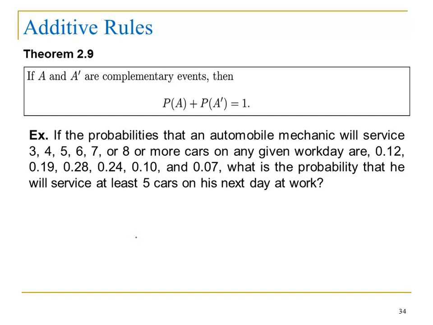So if the probabilities that a car mechanic will service 3, 4, 5, 6, 7, or 8 or more cars on any given workday are 0.12, 0.19, 0.28, 0.24, 0.10, and 0.07, what is the probability that he will service at least 5 cars on his next day at work?